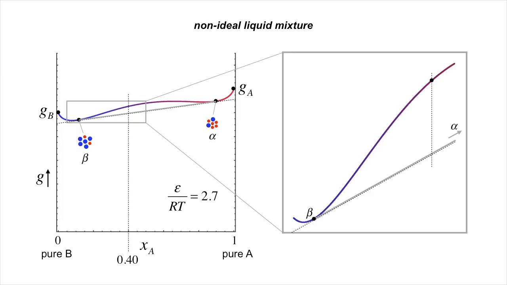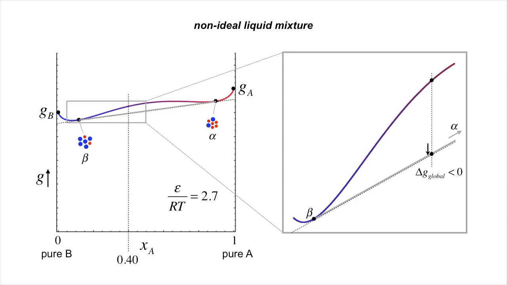An interesting phenomenon revealed by this plot is something called metastability. Magnifying the left portion of the graph and selecting a specific point near XA equals 0.4, we can see that the single phase is clearly higher in Gibbs free energy than a two-phase system of the same composition. Another way to say this is that the global change in system free energy is less than zero if the system splits into two phases.